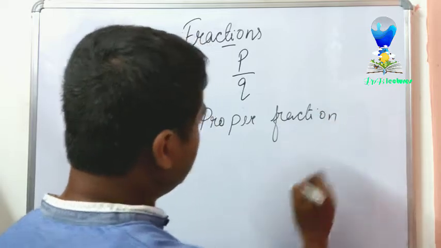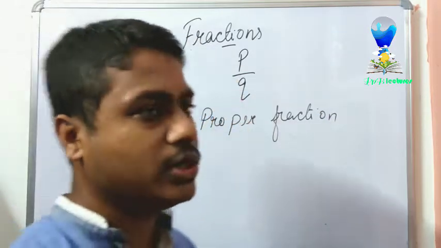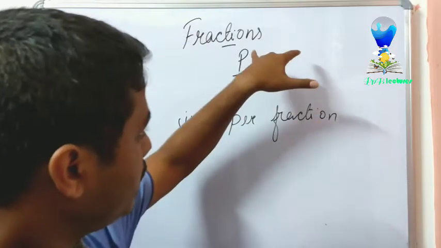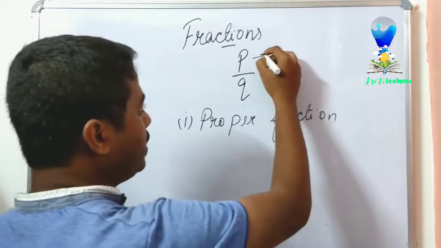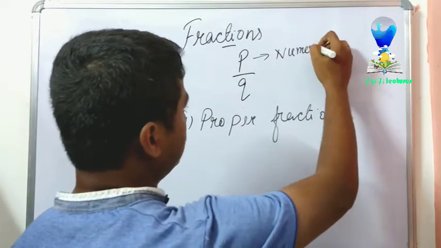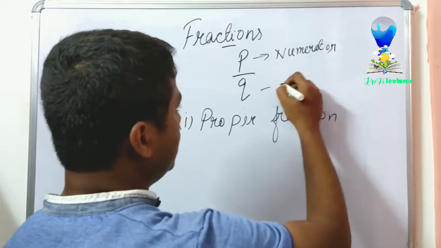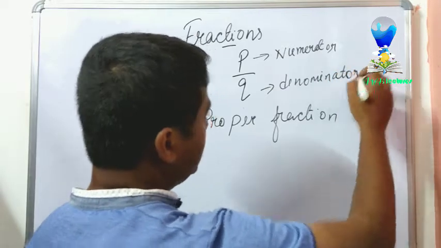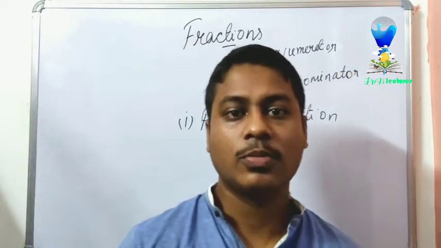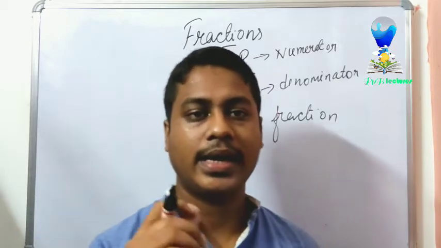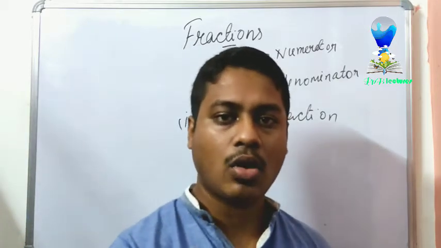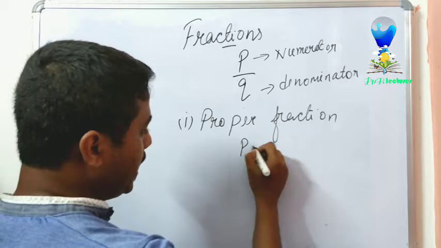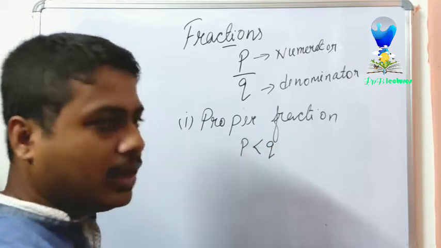So the proper fraction, if you write the ratio, that is P by Q ratio, if you want to call that a proper fraction, the numerator, that is P, this is called a numerator. And this is your denominator. If your numerator is smaller than the denominator, then that type of fraction is called a proper fraction. Like if I consider that your P value should be less than Q.